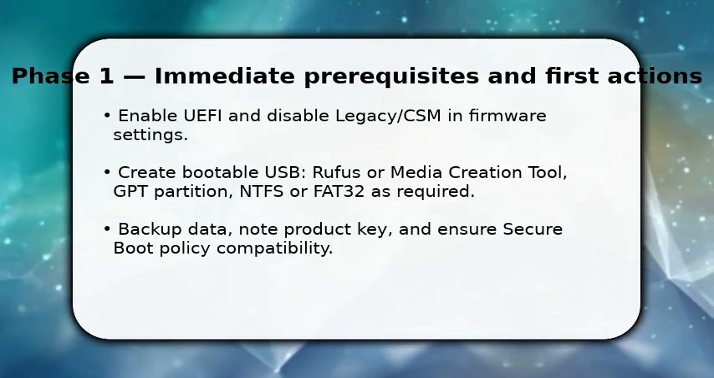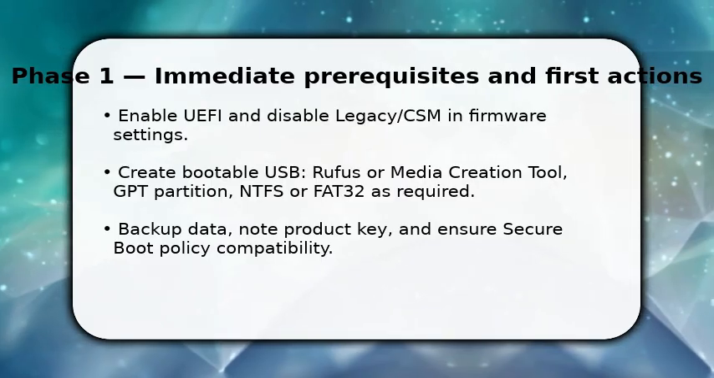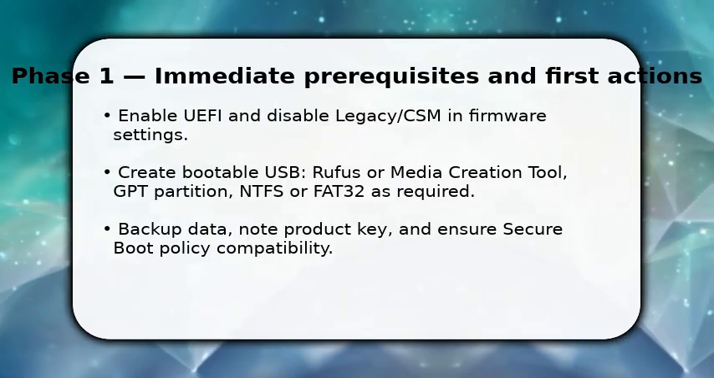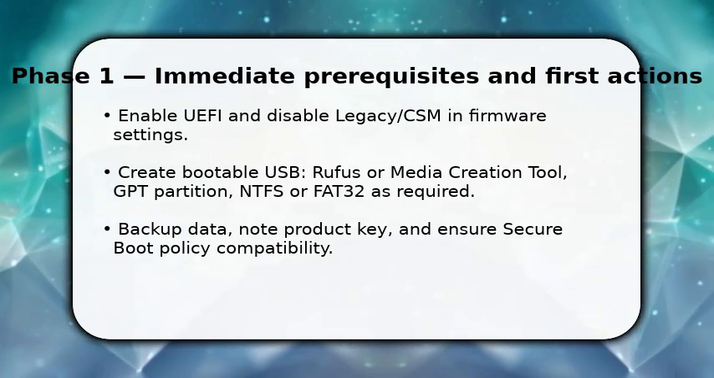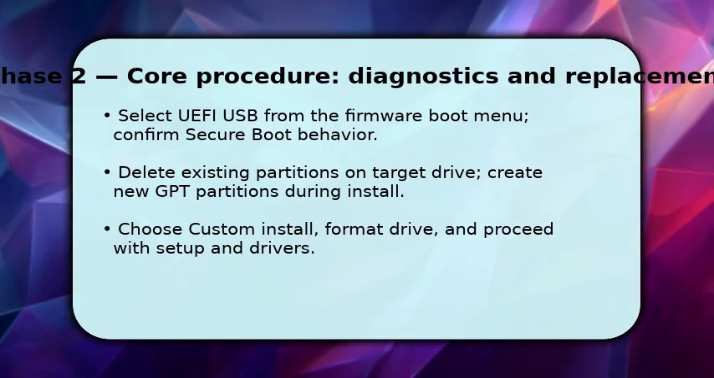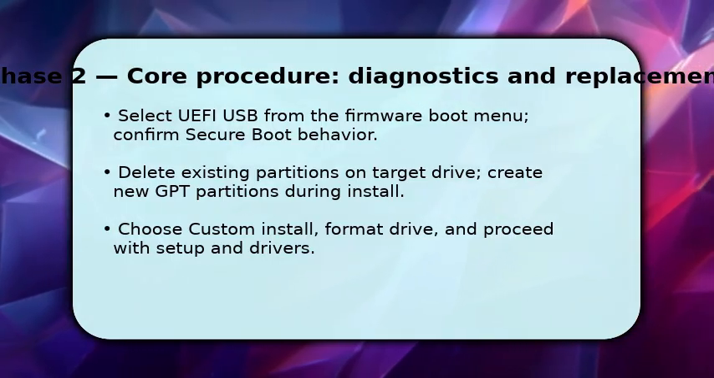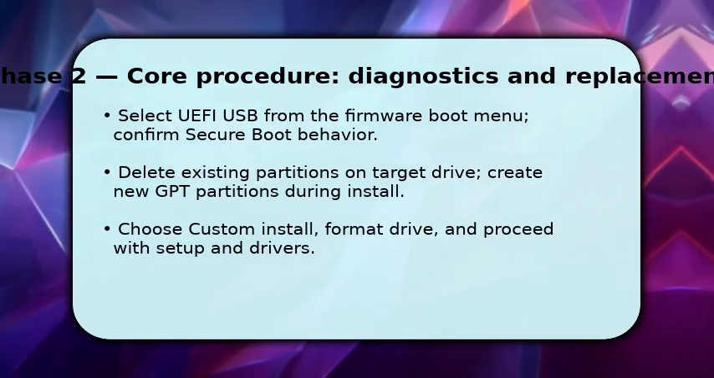the correct file system. FAT32 for Secure Boot or NTFS if the installer needs it. Make sure to back up your files and jot down your product key so activation and recovery goes smoothly later. You now boot the PC from the UEFI-labeled USB in the firmware boot menu. Selecting the UEFI entry ensures the installer writes GPT structures.